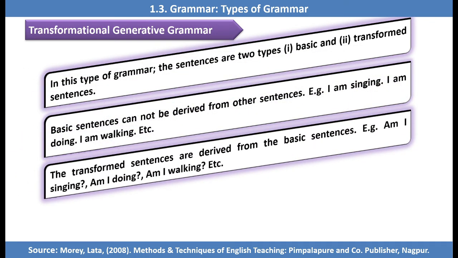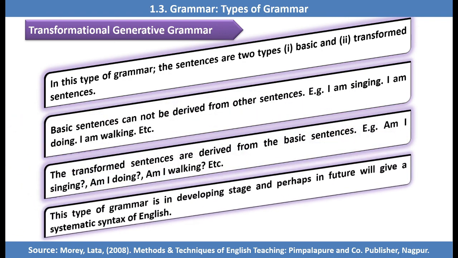And transform sentences are derived from basic sentences. For example, am I singing? This sentence is derived from I am singing, because I am singing is the basic sentence, and the pattern of that basic sentence is changed. Am I singing? Here the question mark means that a question is asked. Likewise, am I doing? Am I walking? These are not basic sentences. These sentences are derived from basic sentences, so they are called transform sentences, because they are transformed from basic sentences. These are the two types of sentences in transformational generative grammar.